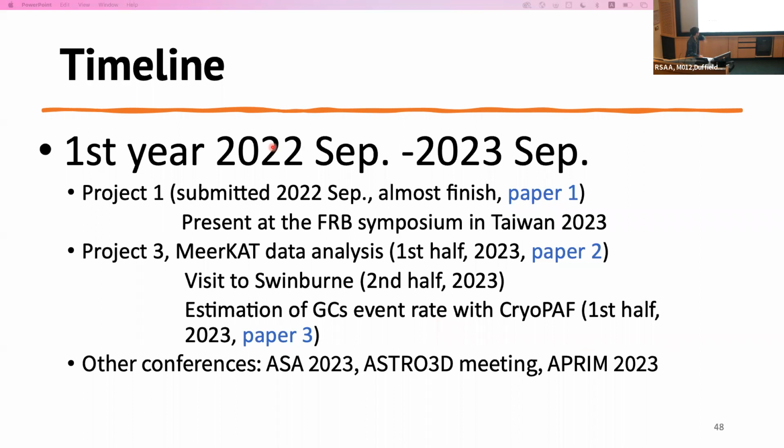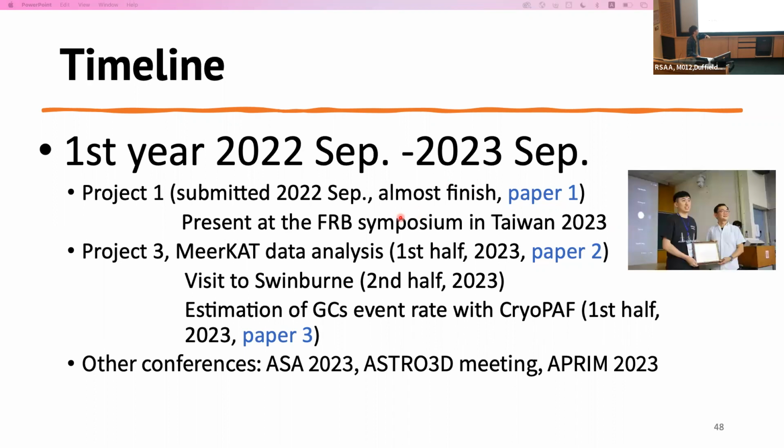So for the first year, which is currently, is actually project one. I just submitted the paper and I presented it at the FRB conference in Taiwan, which just happened last month. And I got a prize, the best oral presentation. For project three, I'm also doing it in the first half, which is the MeerKAT data analysis, which I hope I can do. I also hope I can visit Swinburne at some time in 2023. And I will also try to estimate the GC's event rates with PRIOR path. That's what I want to do this year. And also some conferences, of course.